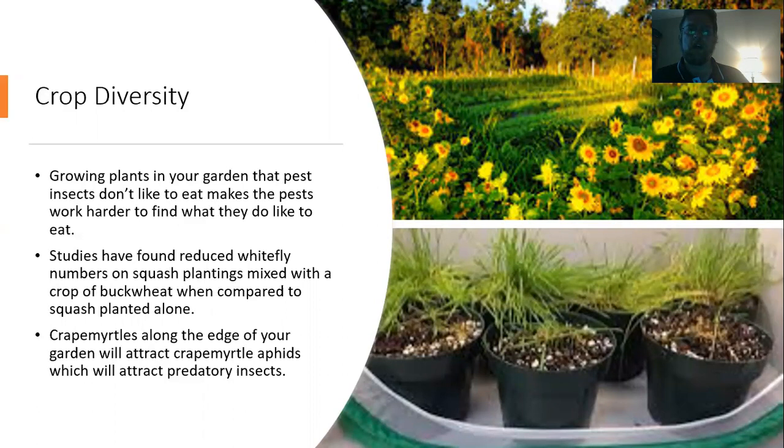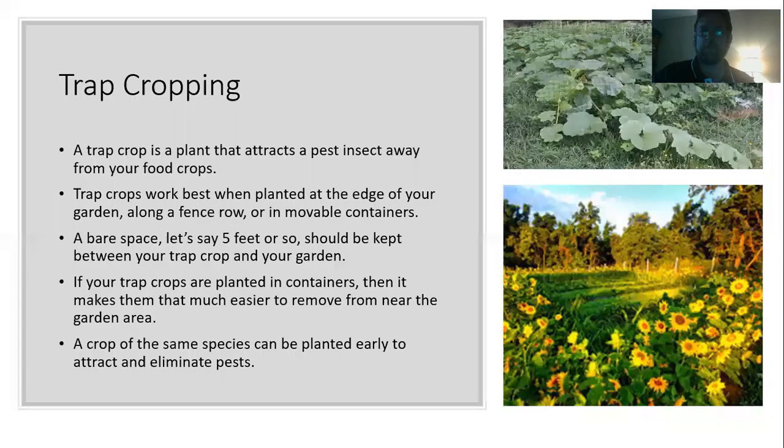So mixing squash plantings with buckwheat allowed us to reduce the number of whiteflies we had on squash, which is a great way to reduce plantings. Sort of another example of that, and I'll talk a little bit more about in a second, is growing crepe myrtles along the edge of the garden to attract crepe myrtle aphids. We'll talk about the use of these non-crop pests a little bit here in just a second.